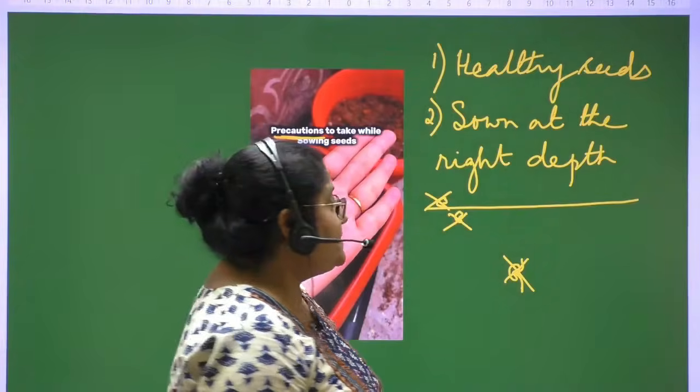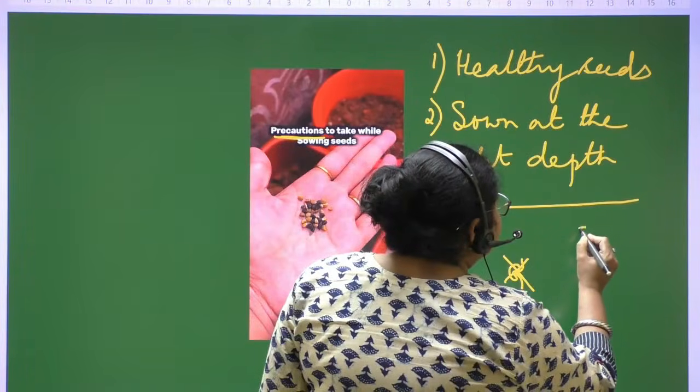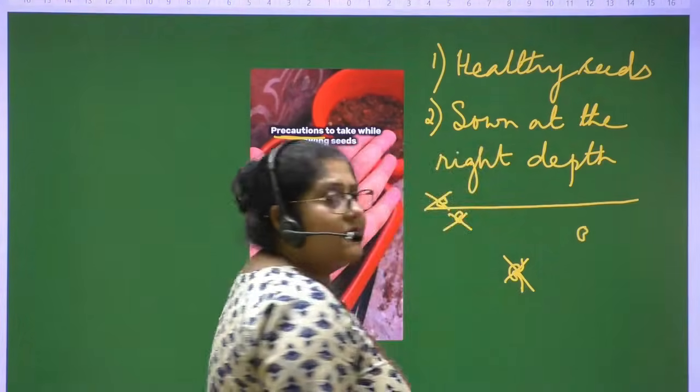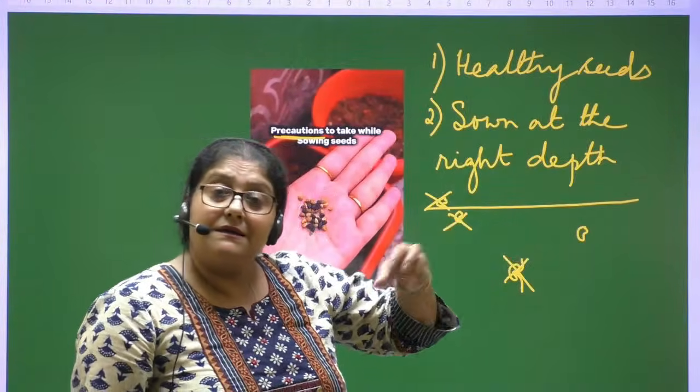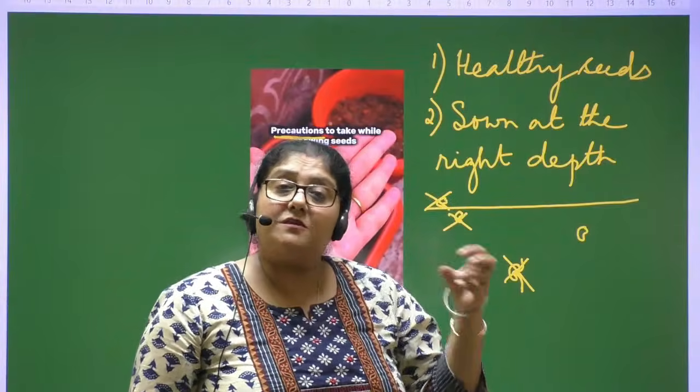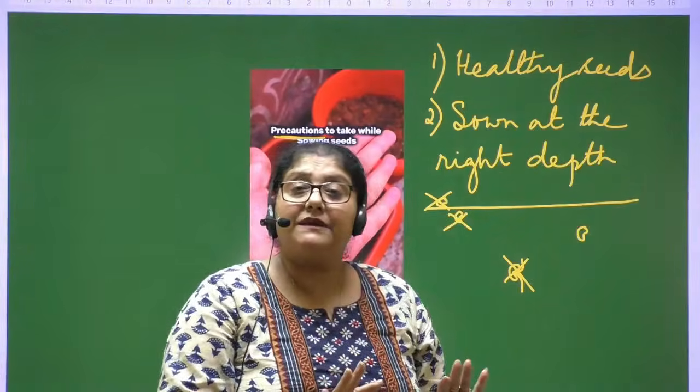So what is the other thing to do? Sow it at a proper depth, a little under the soil, so that it is neither picked up by the rats or the birds, and it is protected from the heat of the sun.